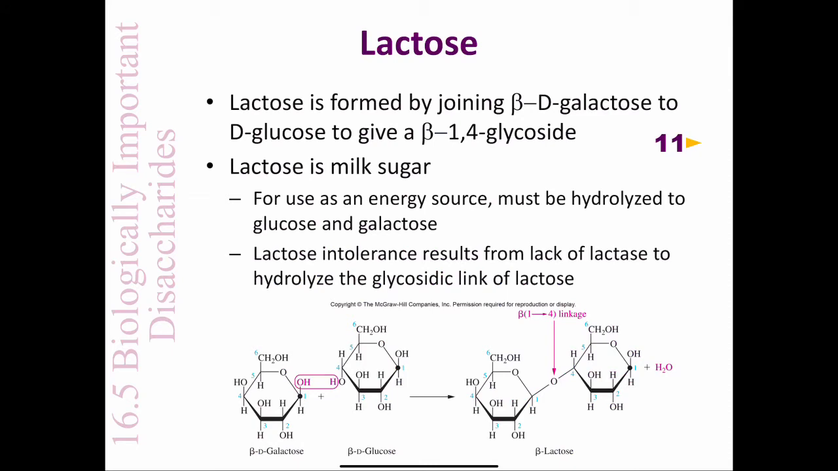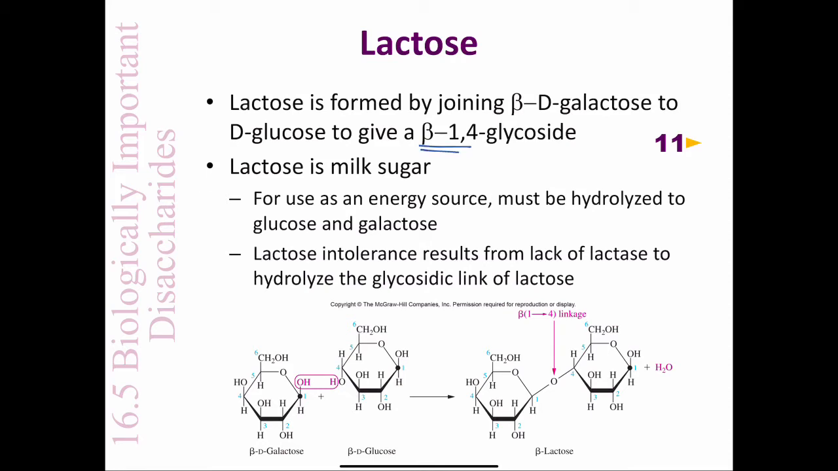A little bit about lactose. So lactose is a sugar that comes up in everyday parlance. You've all probably heard of lactose intolerance before, and if you're wondering where lactose comes from, it's a disaccharide that's formed by joining galactose and glucose. But this time, the linkage, or the glycosidic bond between the 2 sugar molecules, is going to be a beta 1,4. So we're going to have a beta 1,4 glycoside.